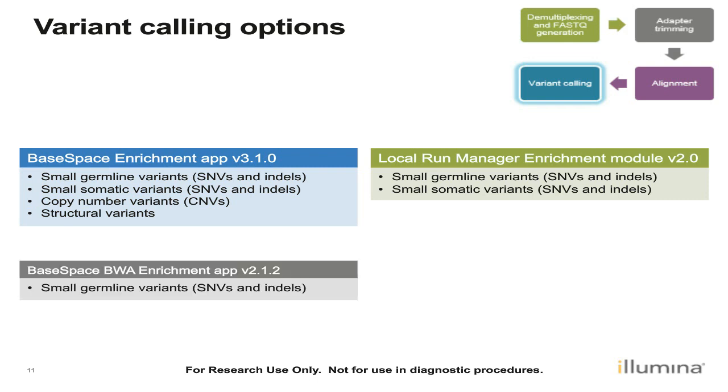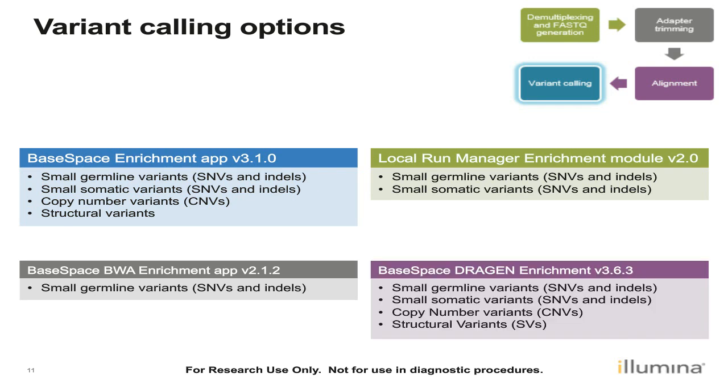The base BWA enrichment app will only do small germline variant calling, so single nucleotide variants and small indels. It does not have a somatic caller. And lastly, our base DRAGEN enrichment application can perform small germline and somatic variant calling, as well as copy number variant analysis and structural variant analysis.